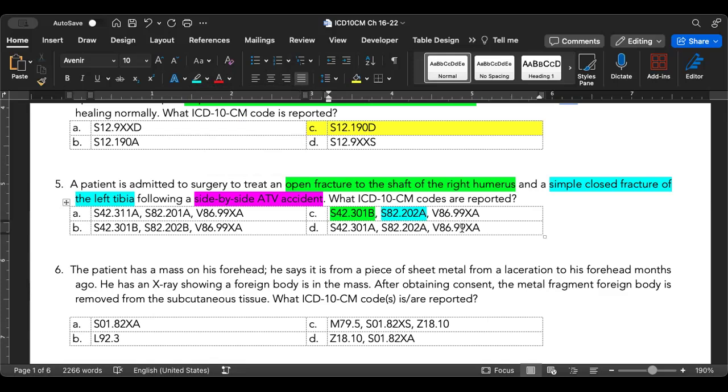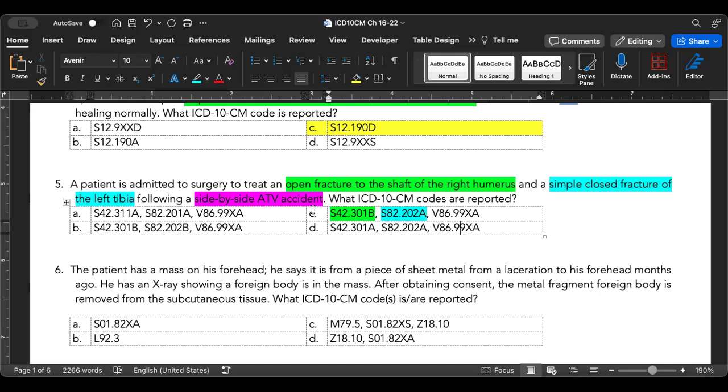Okay, so now comes the fun part, right? Now we're going to talk about the external causes. So we're going to use our separate index for our external causes. Those are located after your table of drugs and chemicals. So it was following an ATV accident, a side-by-side ATV.